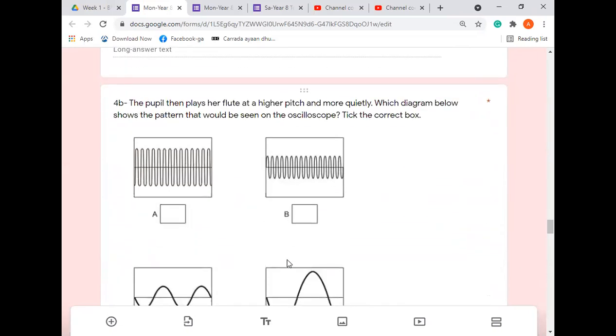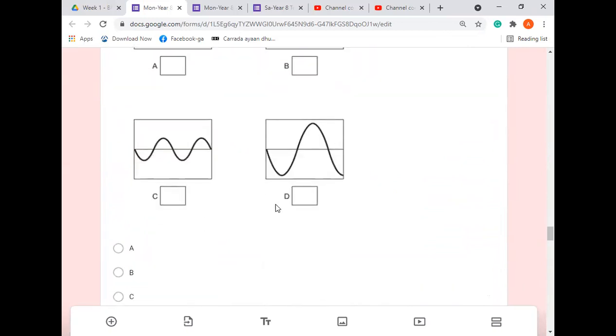So the question is, the student then plays her fluid at a higher pitch and more quietly. Which diagram shows the pattern that would be seen on the oscilloscope? Tick the correct box. Is that A, B, C, or D?